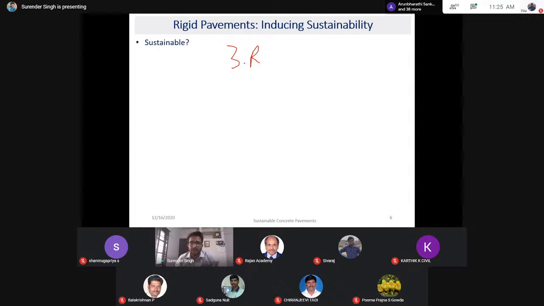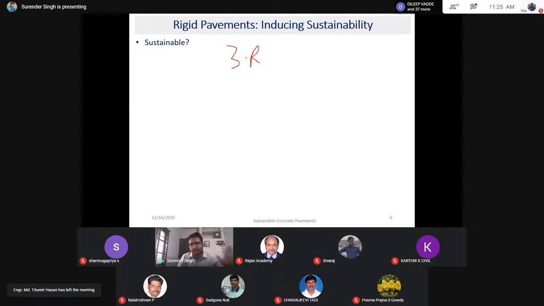Why? By my definition, not only the present generation, the future generation should also be recycling the things. Right, because there is a ban on the curing activities. So sustainability now means, according to my definition, as far as aggregates are concerned, we should not be using natural aggregates. We should always be using recycled aggregate up to the maximum possible extent.